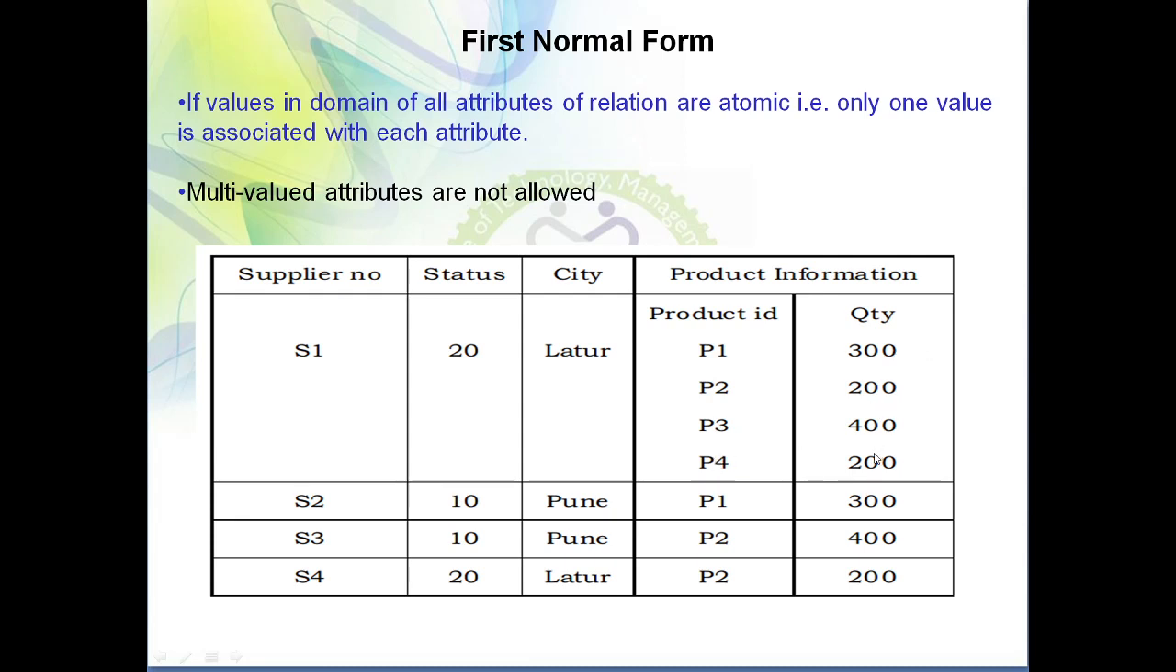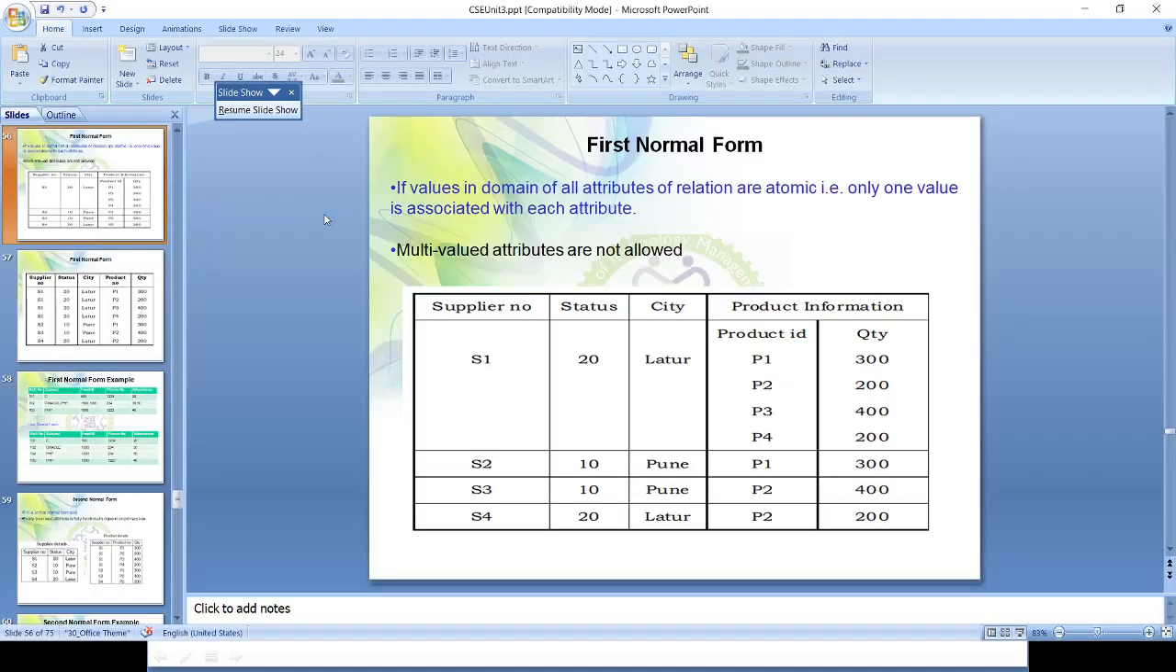In this case we have a single value, but in this case four values are there. In this case also four values are there. So this is not allowed in first normal form. So in first normal form, multi-valued attributes are not allowed. So in short, how to check whether a given table is in first normal form or not? If you take the intersection of row and column, you should get only a single value.